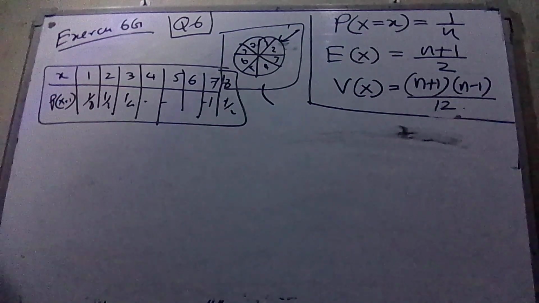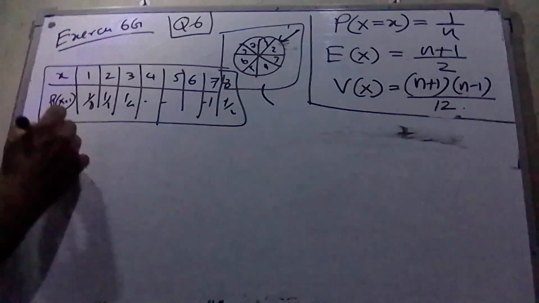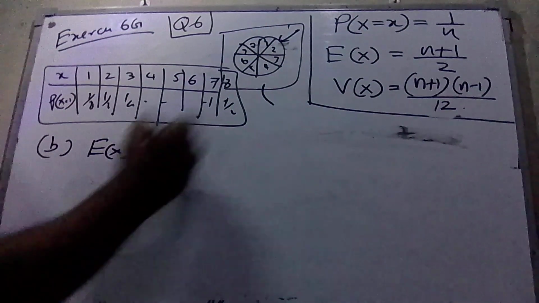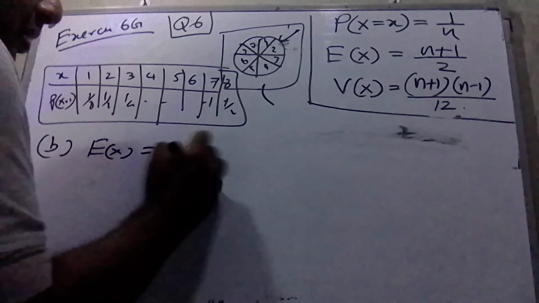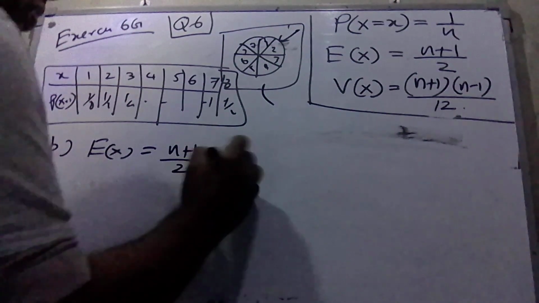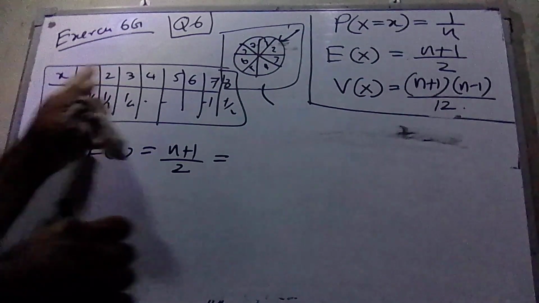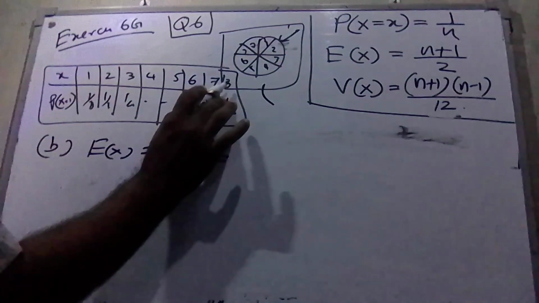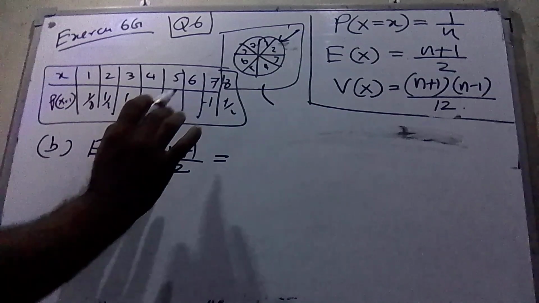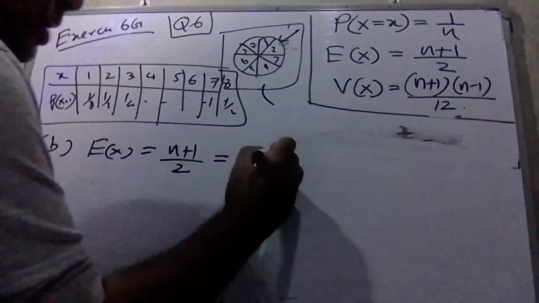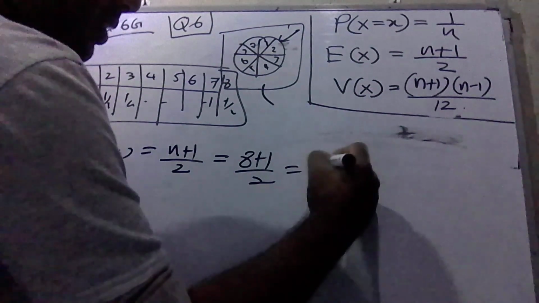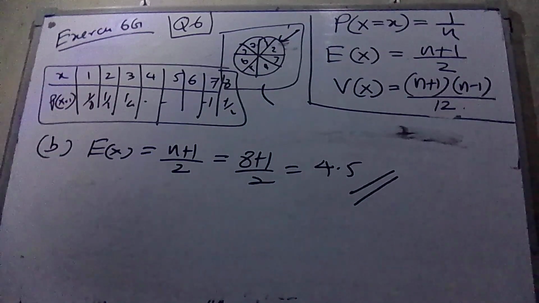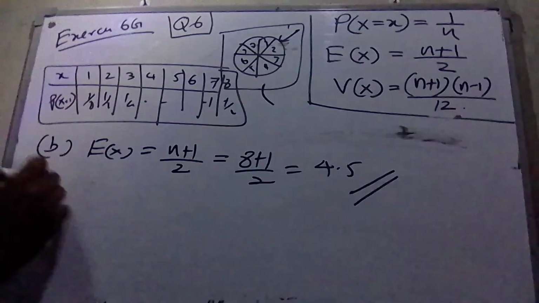Then part B, they are asking the expected value. So E(X) is equal to (n plus 1) over 2. Here we have to be careful, it should start from 1 and whole numbers up to n, so n is 8. So 8 plus 1 over 2, that is 9 over 2, 4.5, very easy. And part B, find E(X). So this is all you have in this section.